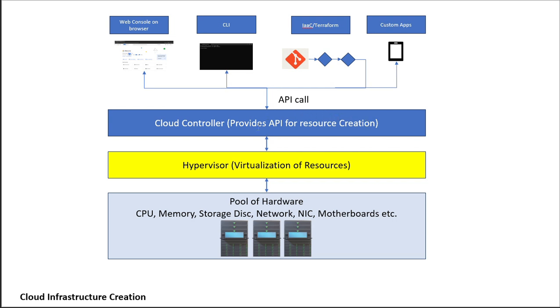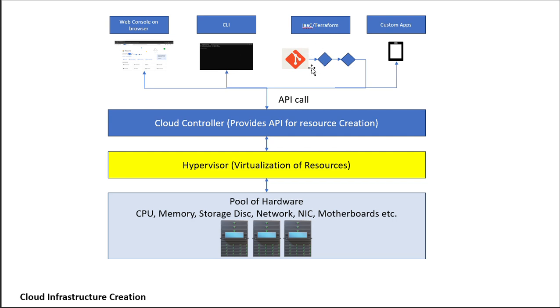Cloud controller APIs are called by various endpoints. For example, they provide a web console that can run in a browser. You can manage your entire cloud infrastructure via the web without writing any code, just by clicking, right? You can create resources, delete resources, manage resources, and monitor resources. You can use the CLI, the command line interface. Every cloud provider provides their own command line interface, for more technical people who want more secure communication and so on.